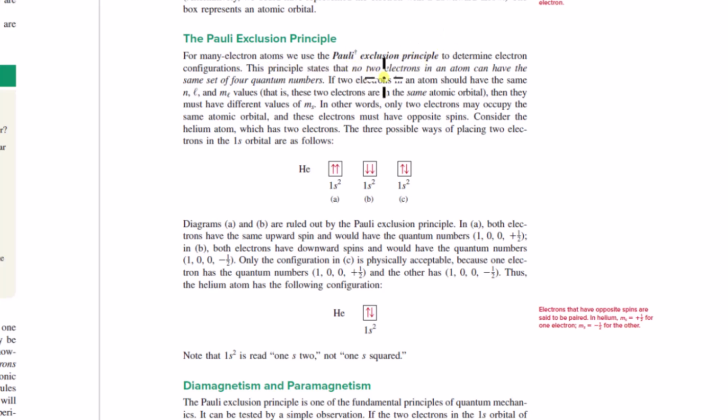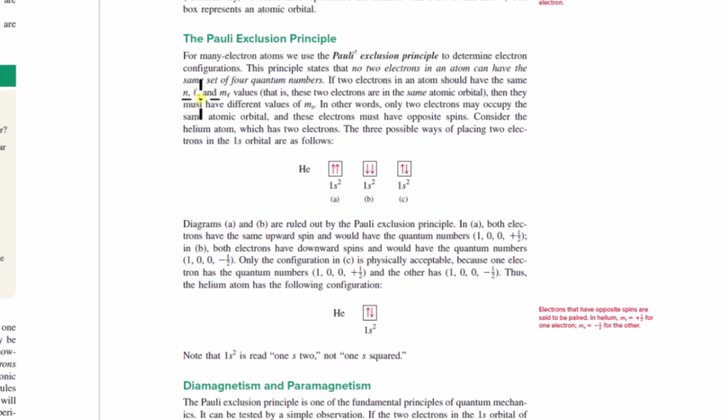You cannot have 2 electrons that have the same 4 quantum numbers. You can't do that. That violates the rules of quantum mechanics. If 2 electrons in an atom should have the same n, l and m sub l values, that is, these 2 electrons are in the same atomic orbital, right? They're saying if you have a certain n, l and m sub l, then you're specifying a specific orbital. Now you're talking about a certain orbital.